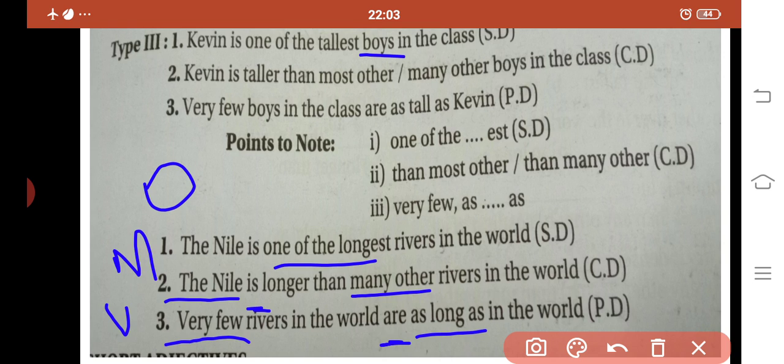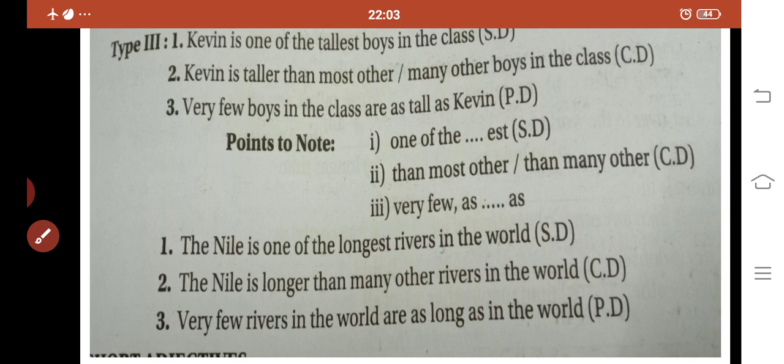Then the tense is there. The long became longer. We are adding the word than then. Here we have M, so many other rivers. Okay. Don't put it in singular form; we have to put it in plural form. Rivers in the world. And in superlative form, the Nile is one of the longest rivers in the world. Okay. In this way, we have to create these sentences.